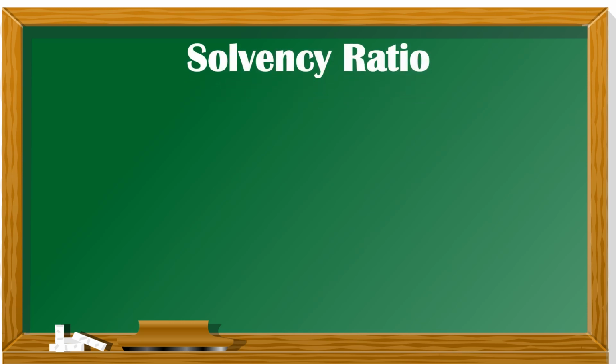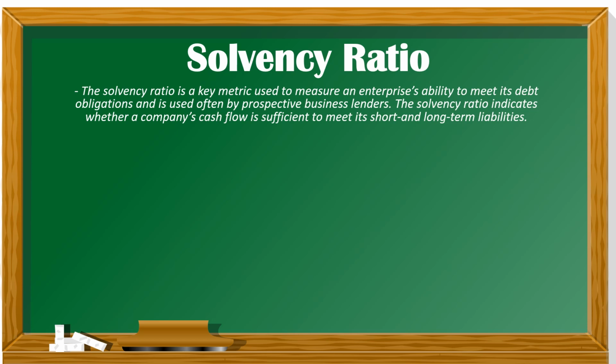Okay, so we have here the second category for the ratio analysis, and we have the solvency ratio. Now, the solvency ratio is a key metric used to measure an enterprise's ability to meet its debt obligation and is used often by prospective business lenders. The solvency ratio indicates whether a company's cash flow is sufficient to meet its short and long-term liabilities. Now, this kind of ratio is also called leverage ratios.